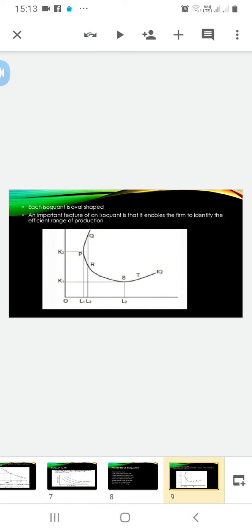Isoquant lines represent various technical possibilities of producing a given level of output. The choice of a particular combination that maximizes the profit of a firm depends upon technical possibilities of production and the prices of the factors used in the production of the commodity. The prices of the factors L and K are represented by the isocost line.